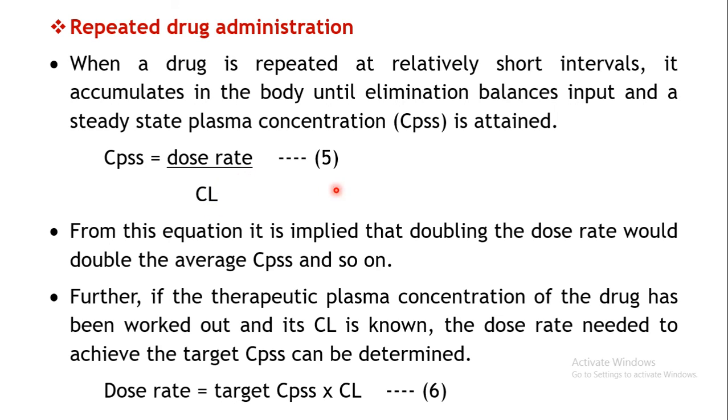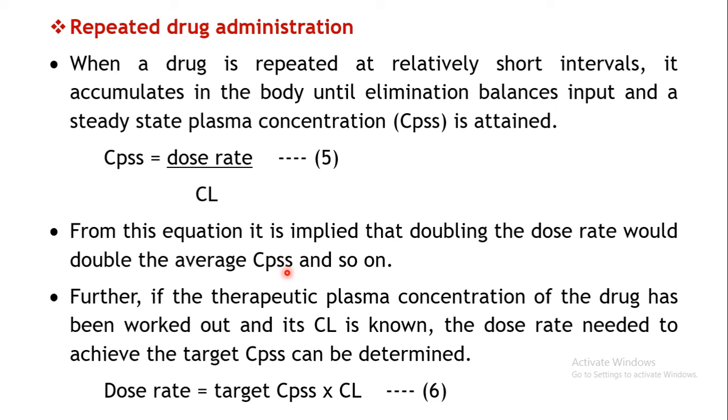So from this what you can conclude is, doubling the dose rate would double the average CPSS. The steady state plasma concentration will increase if you double the dose rate. Supposing if you are giving 2 tablets per day, if you give 4 tablets per day, obviously the plasma concentration also will be doubled.